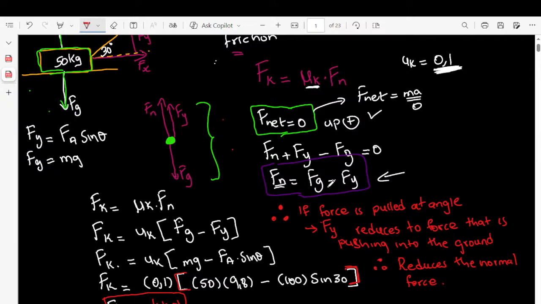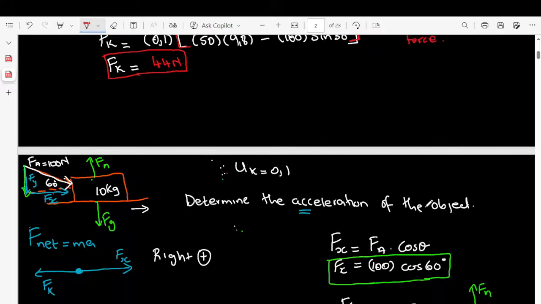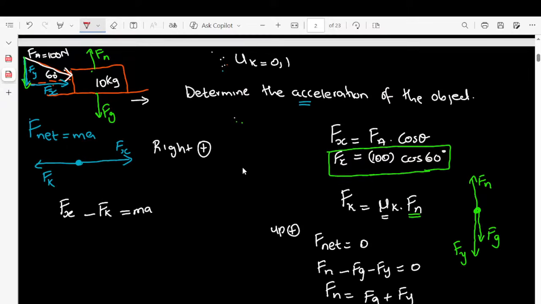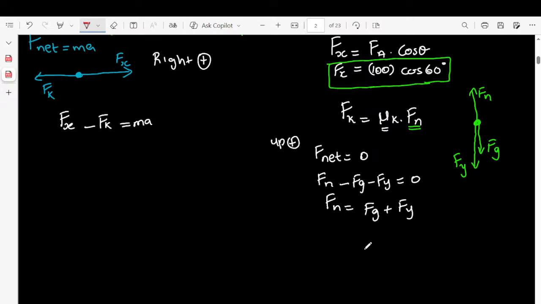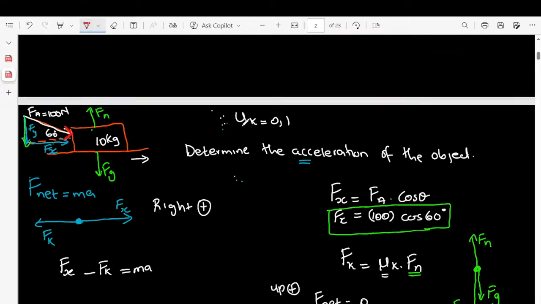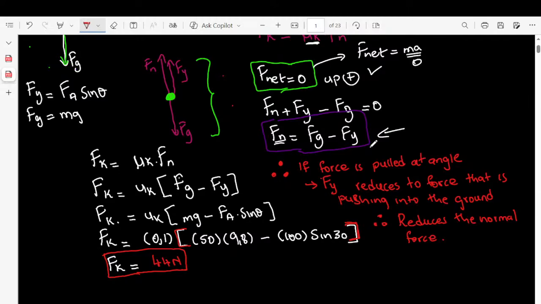So we can see that if the force is pulled at an angle, this reduces. So now look at the difference. If the force is pushed at an angle, what is happening to the normal force? The normal force increases. We are no longer subtracting Fy, but we are adding Fy. That's the difference. If the force is pushed, the normal force increases, so it will be Fg plus Fy. And if the force is pulled, it will be Fg minus Fy.